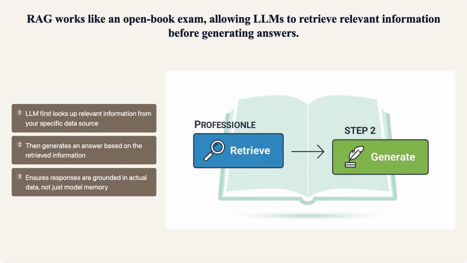RAG is like giving an LLM an open book exam. Instead of relying solely on its memory, it first looks up relevant information from a specific book, your data, and then uses that information to craft its answer. The process is simple. It retrieves the most relevant information, then generates an answer based on what it found. This ensures responses are grounded in your actual data, not just the model's training.